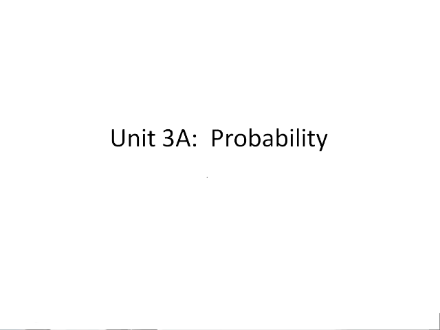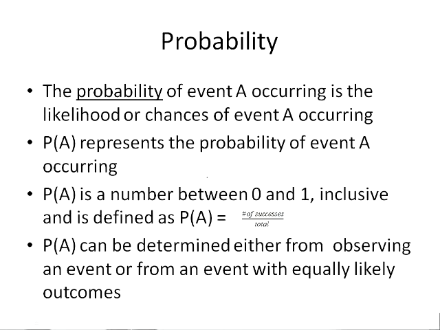The topic of this video is from Unit 3A on probability. The probability of an event A occurring is the likelihood or chances of event A occurring. The notation that we use to represent probability is listed there in the second bullet. The capital P followed by an open parentheses, capital A, which represents the event, and then the closing parentheses. And that is read as the probability of event A.